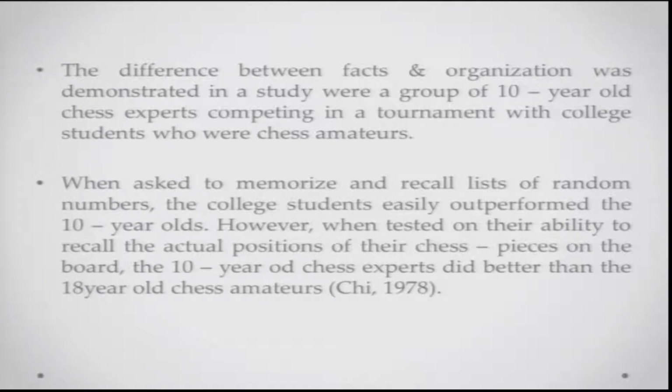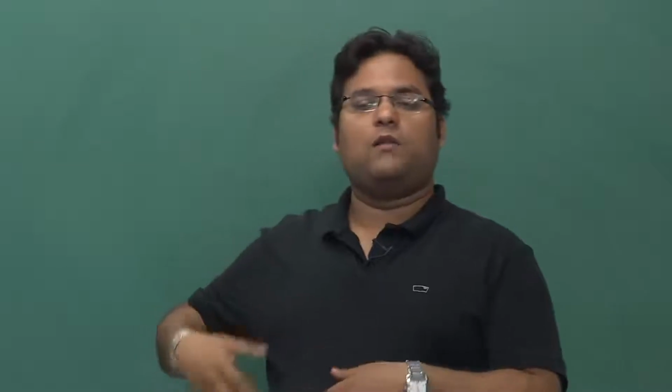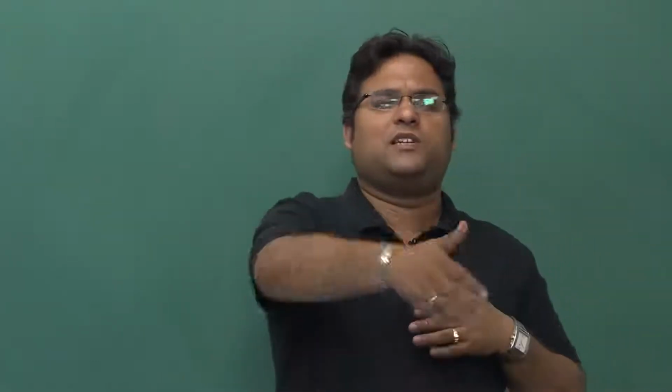So, as far as just the raw ability part was concerned, obviously the 18-year-olds could do better, but when organization of the material is involved, the 10-year-old children who have had more practice with chess outperformed the 18-year-old chess amateurs. This demonstrates the distinction that this approach rests not only on facts but also on the organization of this factual knowledge.